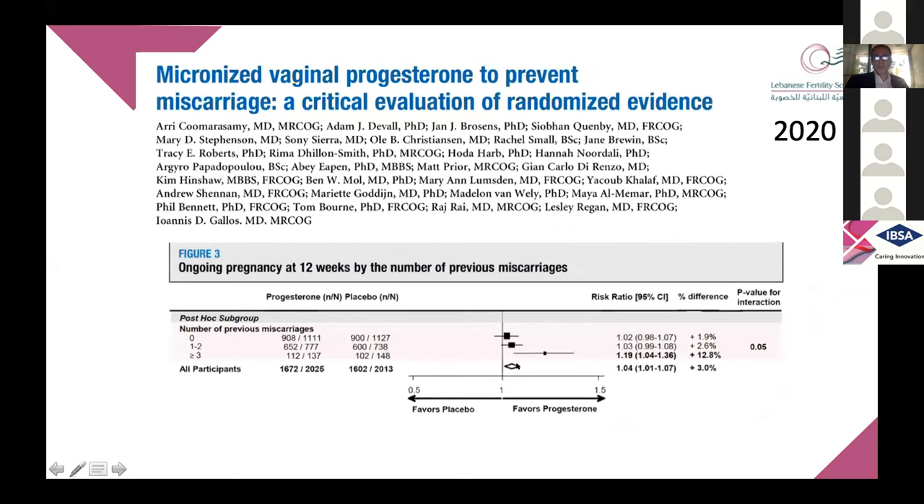In another study by the same authors, taking all the randomized studies and the evidence, it shows only a very interesting effect in the patients who have more than three recurrent miscarriages, and there is a place for progesterone during the pregnancy.